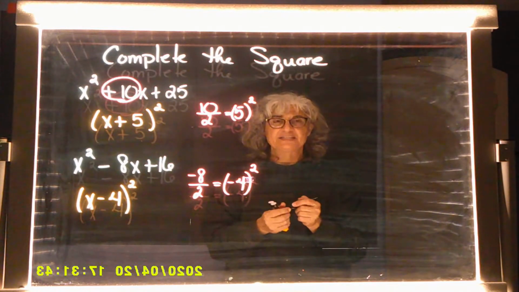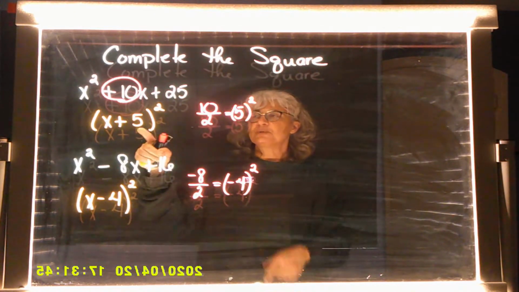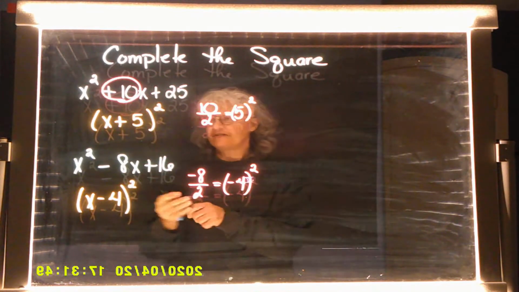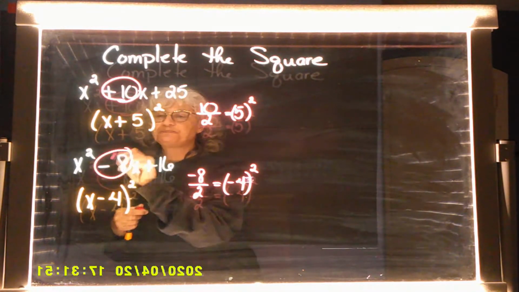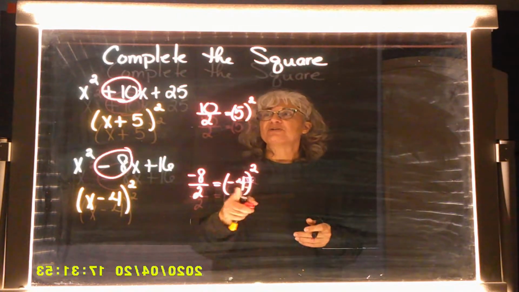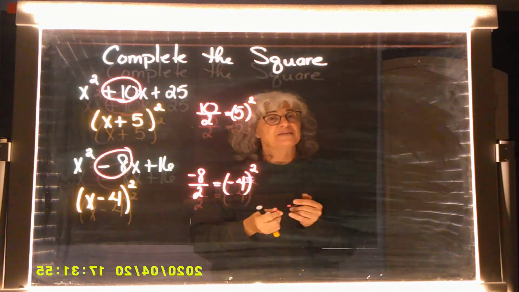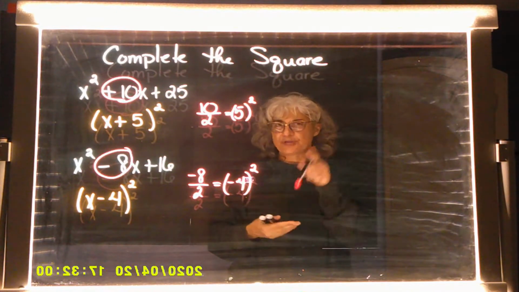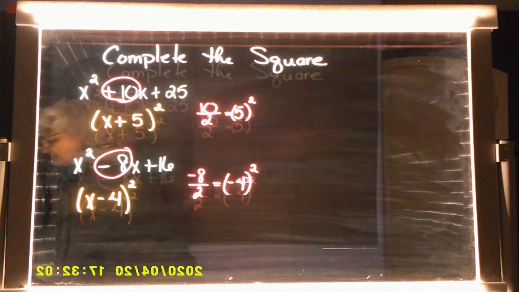So interestingly enough, it's a pattern. The number you're choosing here happens to be half of this middle number. And then when you square it, you end up with this last number at the end. Are you with me? Okay, so now, remember this.